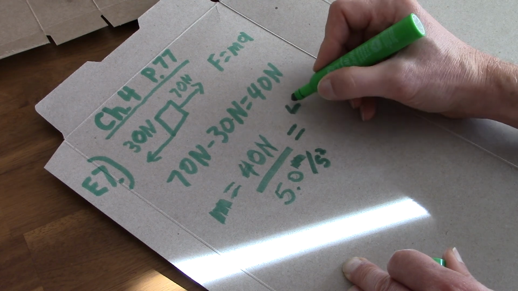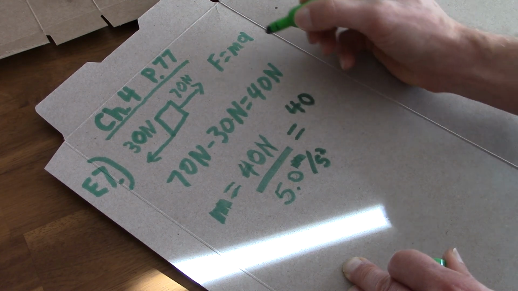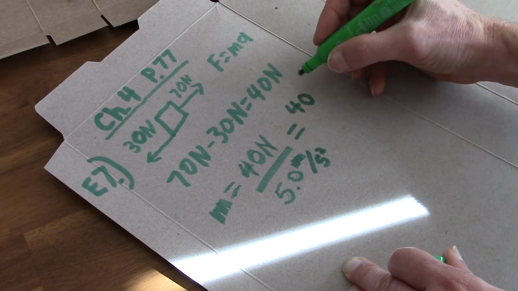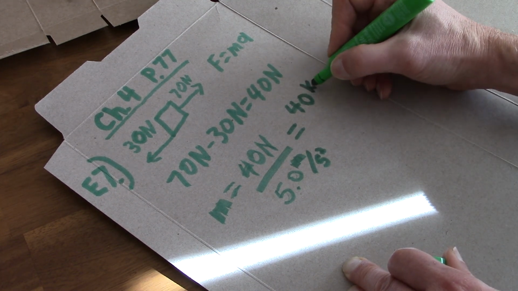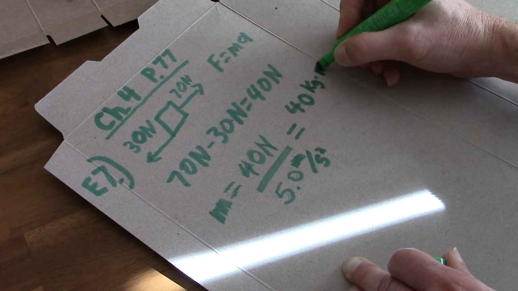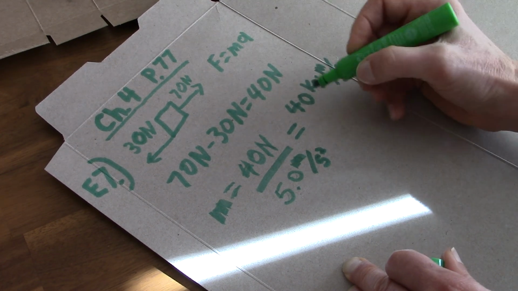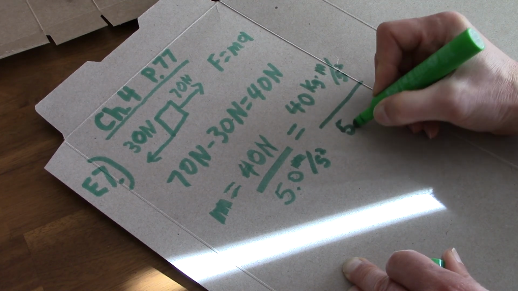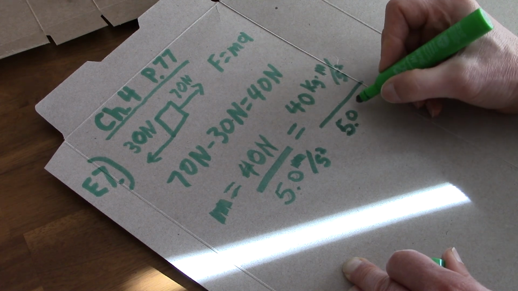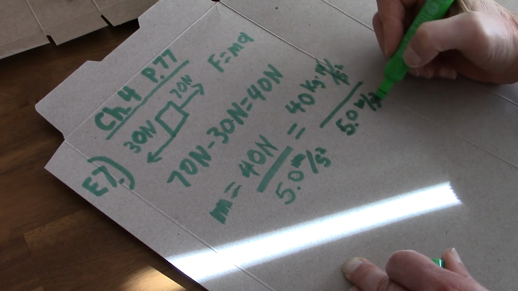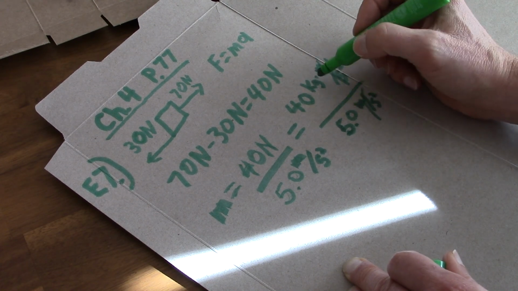It's easier that way. So a newton, of course, is simply, if it's mass times acceleration, kilograms times the units for acceleration, right? So it's going to be kilograms meters per second squared divided by 5.0 meters per second squared. Well, the meters per second squared cancel, so the only unit left is kilograms.